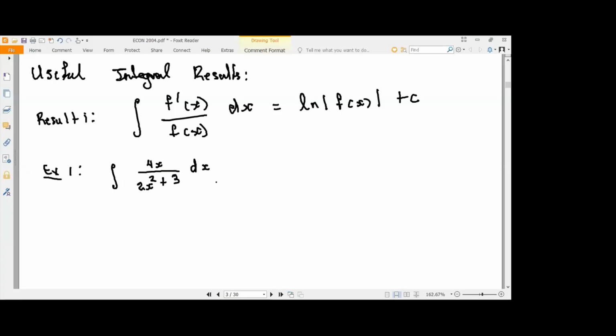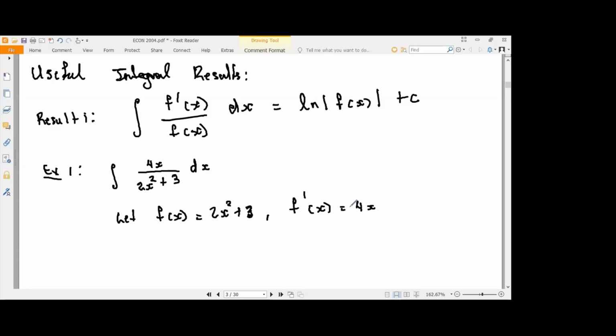So usually, to have you be able to pick it up, what I'll do is define f of x. What I'm going to say here is let f of x be equal to 2x squared plus 3. Then it implies to me that f prime of x, which is the differential, when I differentiate this expression here, is just going to give me 4x.